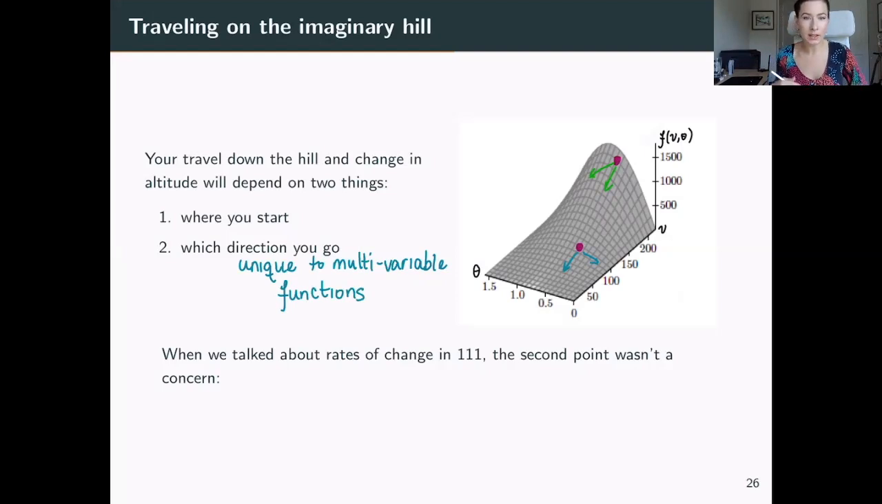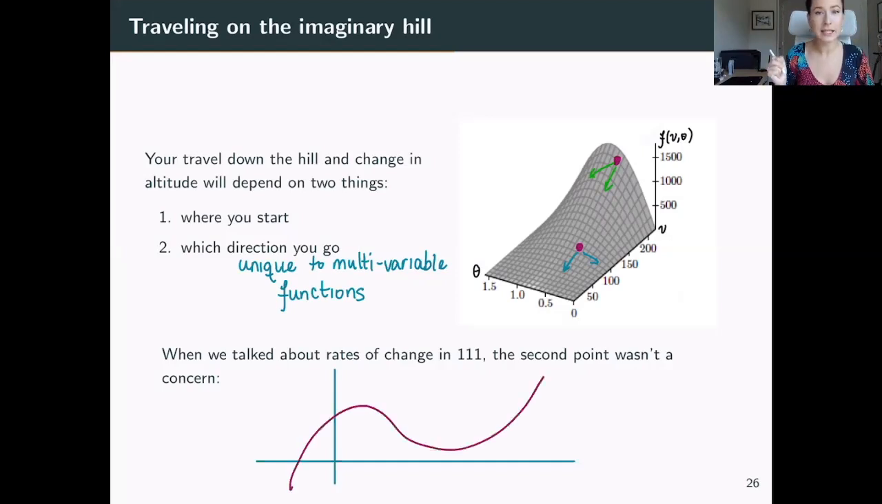So again, when we talked about rates of change in 111, it wasn't a concern because we would have some sort of function that looks like this. I could have a single point, call it A, and I could easily define the tangent line at that point, and that would give me the rate of change at the point A comma f of A, where my function here is f of x. Direction and where I was going didn't matter. I had a single instantaneous rate of change at the point A.